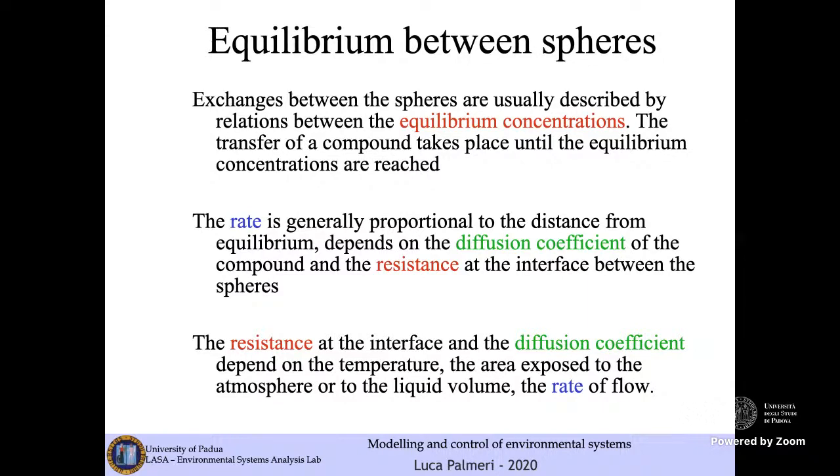The resistance in its turn depends essentially on the diffusion coefficient, but also on the temperature, on the area exposed to the atmosphere or to the liquid volume, and on the rate of the flow. So the resistance is a parameter describing how easily a particular substance, according to its characteristics, is moved from one sphere to the other one, according to the specific characteristics of the spheres we are focusing on.